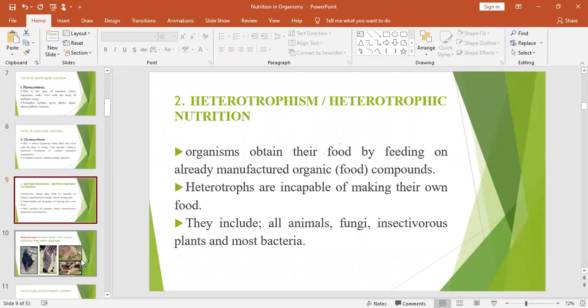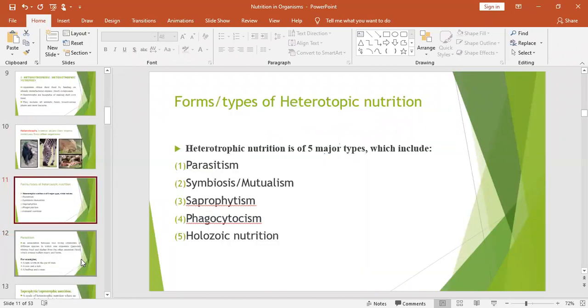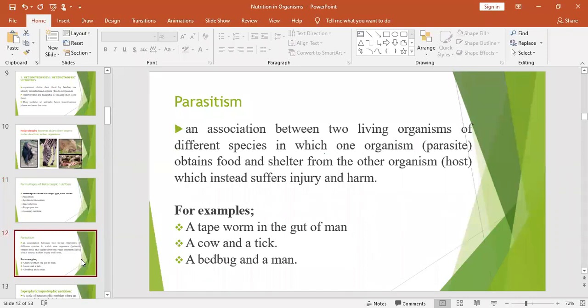We are saying the organisms feed on already manufactured food. And then we are saying they are of 5 different types, which we talked about: parasitism, symbiosis or mutualism, saprophytism, phagocytosis, and holozoic nutrition. Actually, we said parasitism means an association between 2 different species in which one organism called the parasite obtains food from the other, which is called the host, and then causes harm. We gave examples of a tapeworm in the gut of man, and a cow and a tick. All of these are parasitic modes of life.